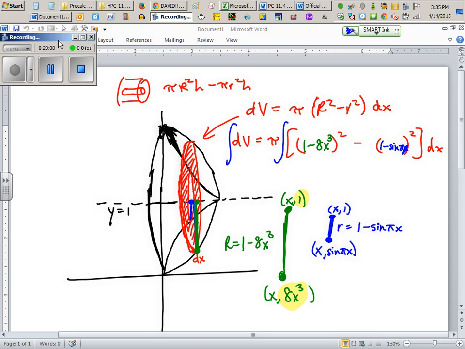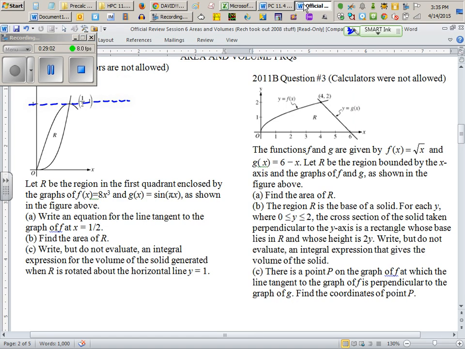Okay, so we won't go this slow on every problem. But the final answer to this problem is the integral from 0 to 1. There's a pi here. This is 1 minus sine pi x quantity squared minus 1 minus 8x cubed quantity squared dx.